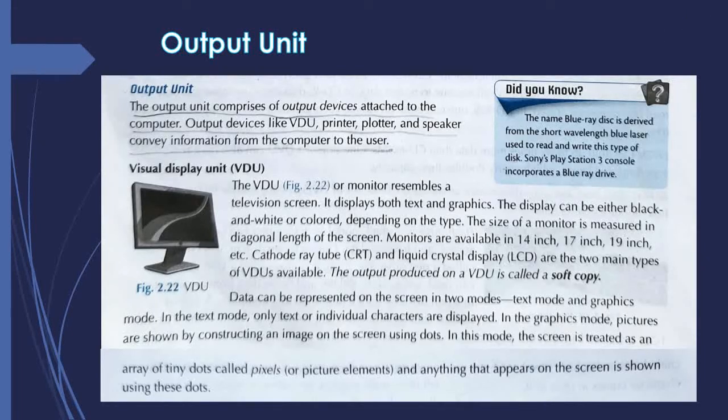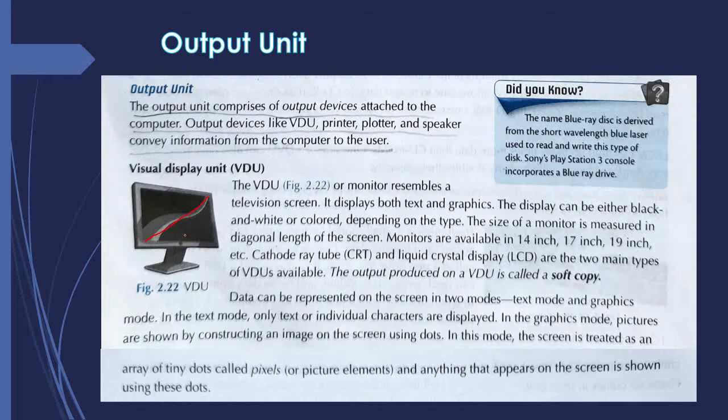So from this output unit, the first is VDU, visual display unit, or the monitor, which resembles a television screen. It displays both text and graphics. The display can be either black and white or colored, depending on which type of monitor you are going to use. And there is measurement also. You can measure it according to the diagonal length. This is the diagonal length. Like this way we can measure it.